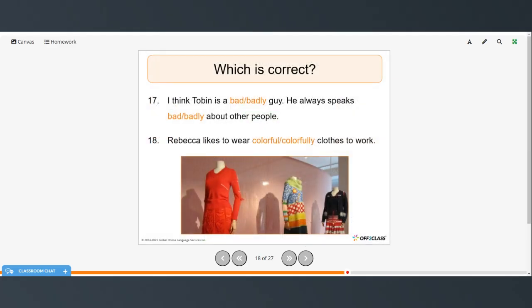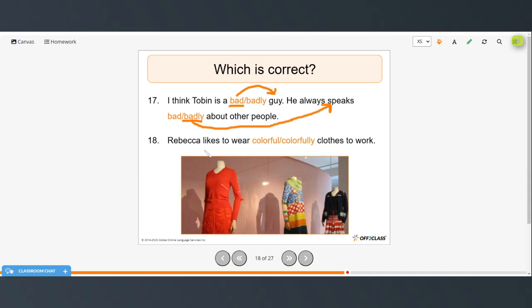Right, now you want to choose the correct word. I think Tobin is a bad guy. We use bad because we are modifying the noun guy. He always speaks badly about other people. Here we use the adverb badly because we're talking about how he speaks.